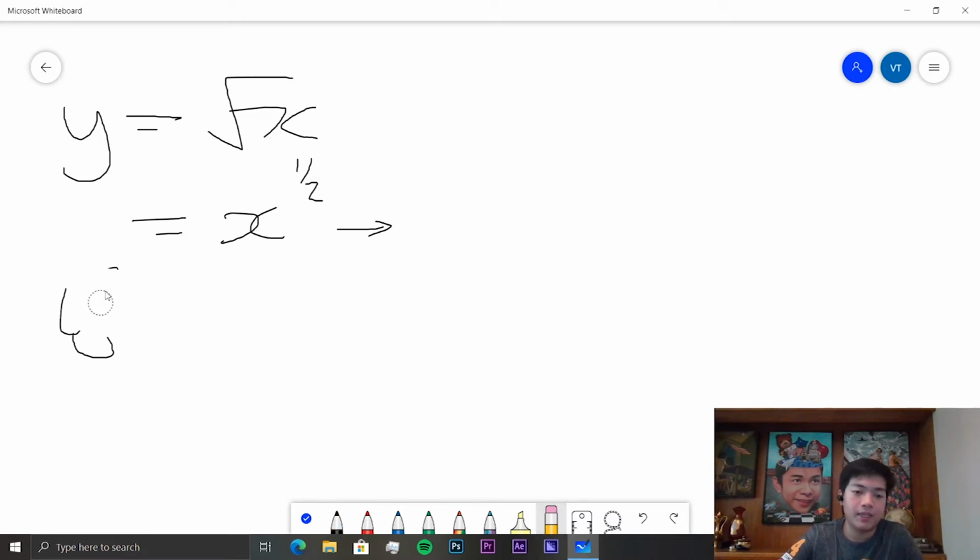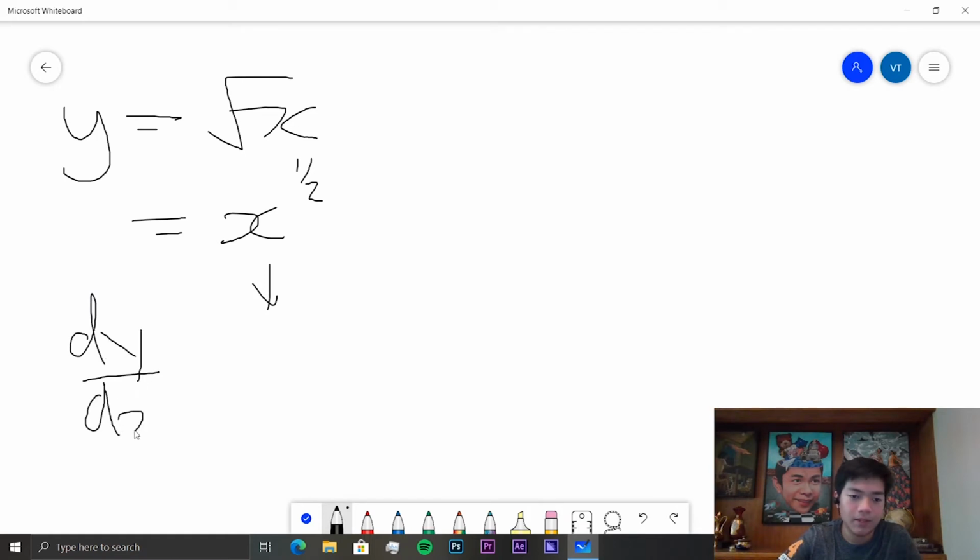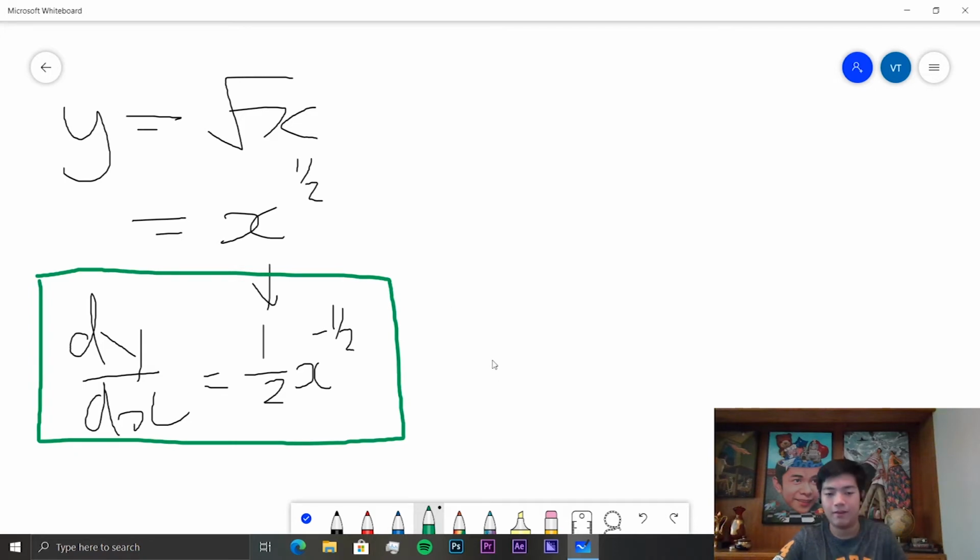So in case you didn't know that, we can convert it into a fraction, and then we can simply use the power rule. So dy over dx is equal to, bring the power down, so 1/2 x, and then subtract 1 from the power. 1/2 minus 1 is equal to negative 1/2. So this new derivative will be equal to 1/2 x to the negative 1/2.